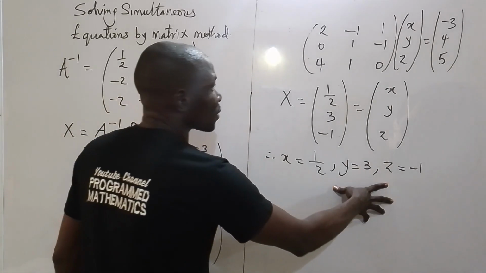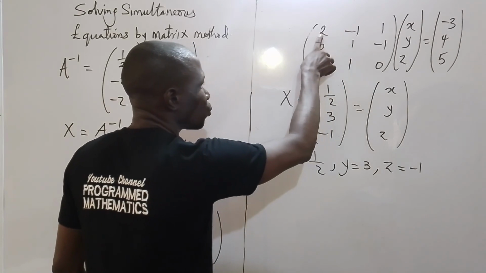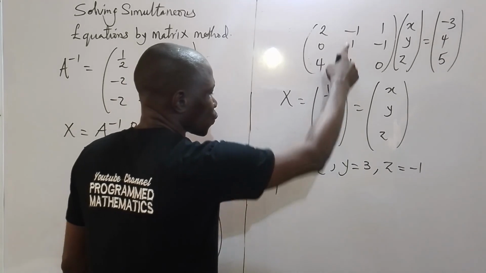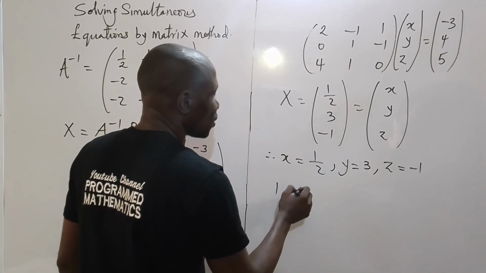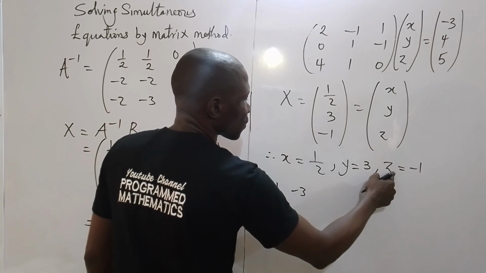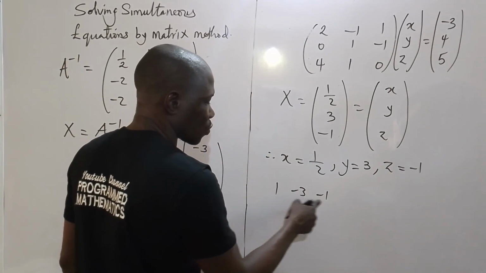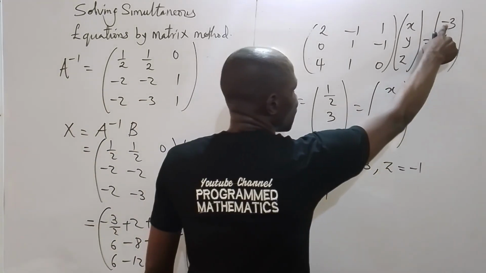So if you want to cross-check this, you can bring that in here. 2 times 1 over 2 is 1. Minus 1 times 3 is minus 3. 1 times minus 1 is minus 1. 1 minus 3 is minus 2. Minus 2 minus 1 is minus 3 here.